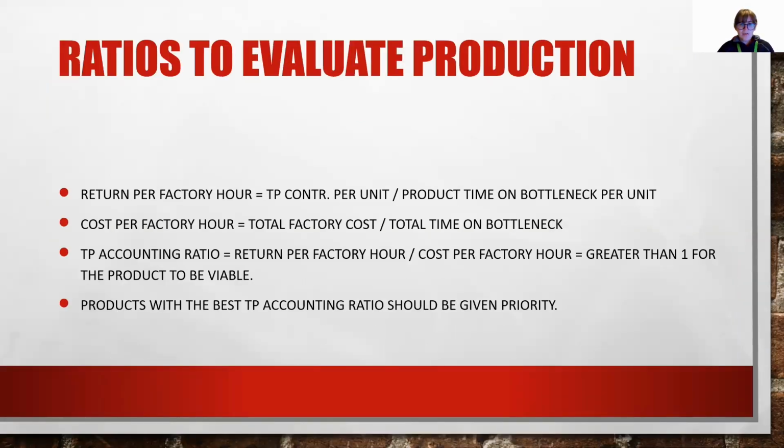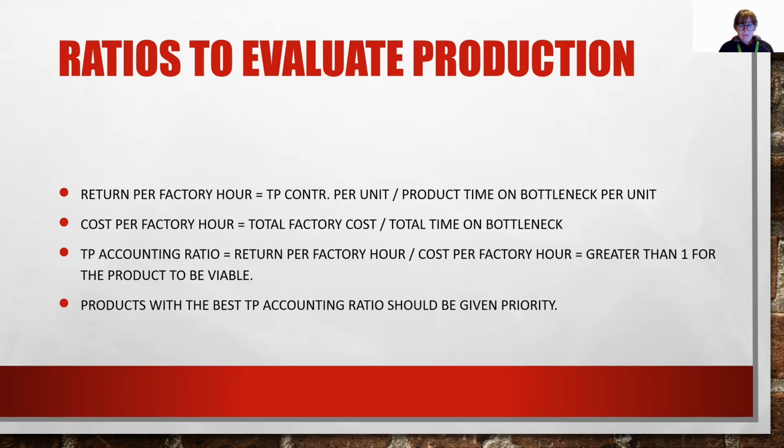Another thing businesses use then is ratios in order to evaluate their production. So we have a return per factory hour and a cost per factory hour, which will give us our throughput accounting ratio when one is divided by the other. So our return per factory hour is going to be our throughput contribution per unit divided by our product time on our bottleneck per unit. Our cost per factory hour is our total factory cost, our operating expenses, divided by our total time on our bottleneck taken.